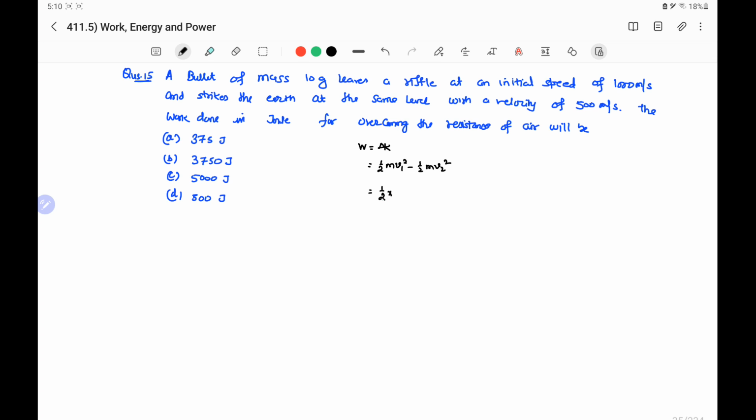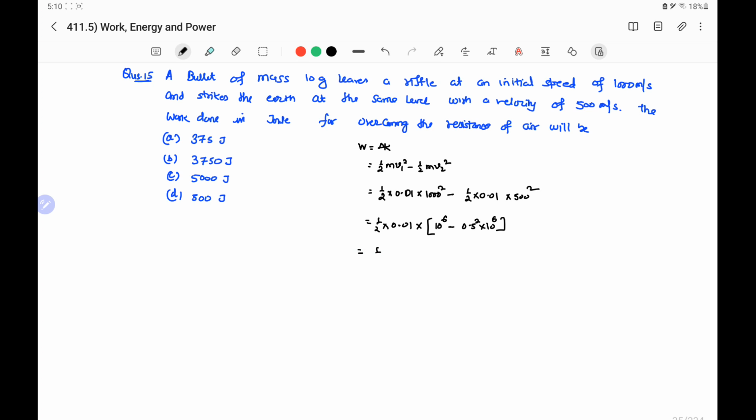Substituting the values, the mass is 10 gram, so it will be 0.01 kilogram, into initially speed is 1000, so it is 1000 square, minus half into 0.01 into 500 square. It will be equal to half into 0.01 into, and taking the common, we will have 10 raised to the power 6 minus 0.5 square into 10 raised to the power 6.